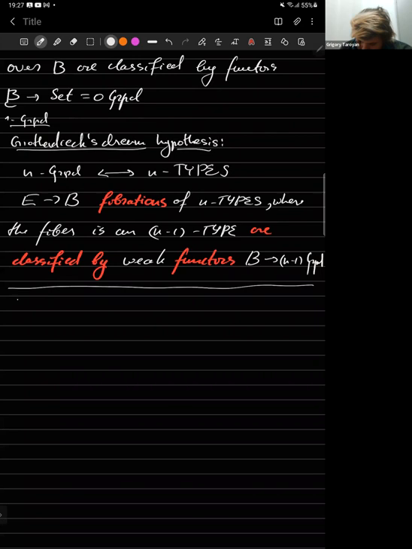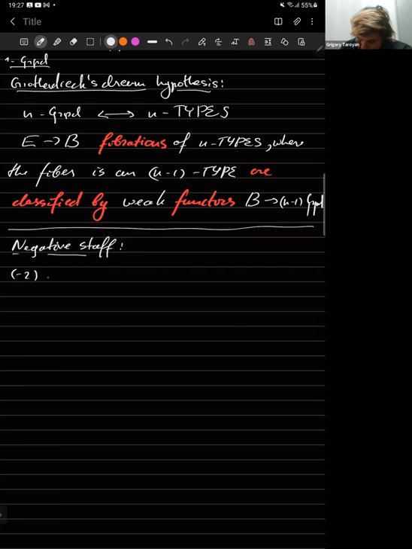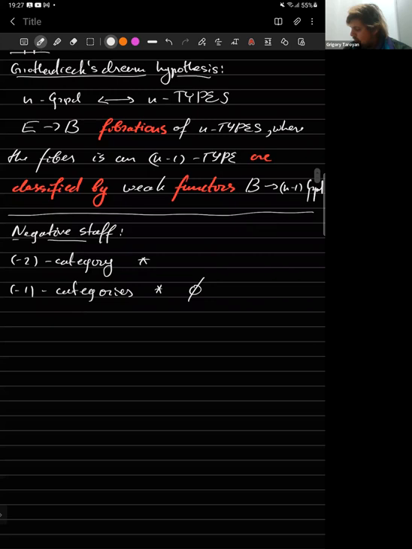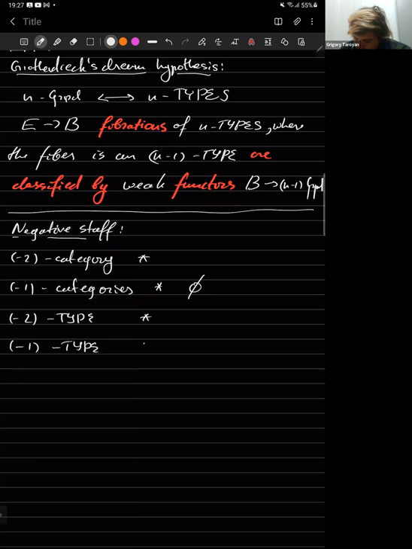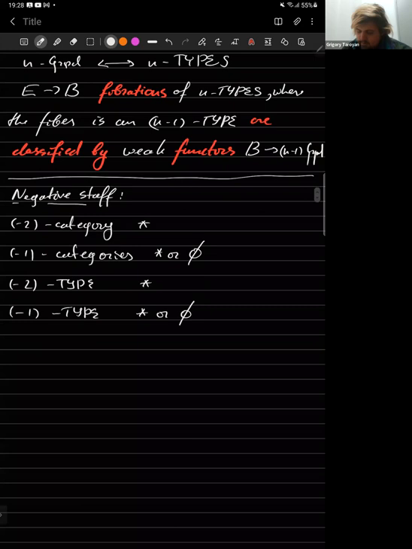We also talked about negative stuff. And that was the part where I tried to explain that there is only one minus two category, which is just a point. And there is two minus one categories, which is just a point and an empty category. So an analogous situation holds for n types. So minus two type is just a point that follows from the fact that it should have a contractible minus one homotopy group. And minus one type is either a point or an empty set. So here we sort of have this similarity that once again reinforces this Grothendieck dream idea.